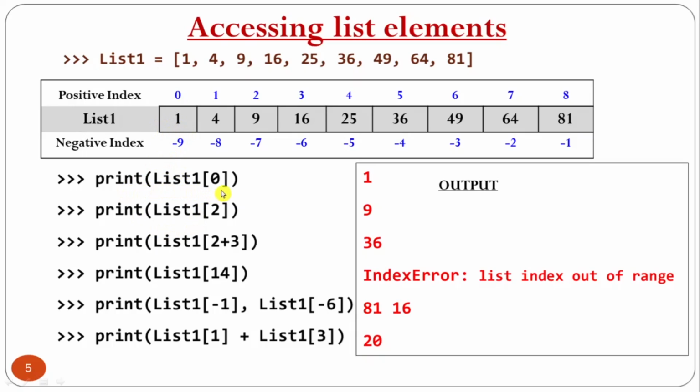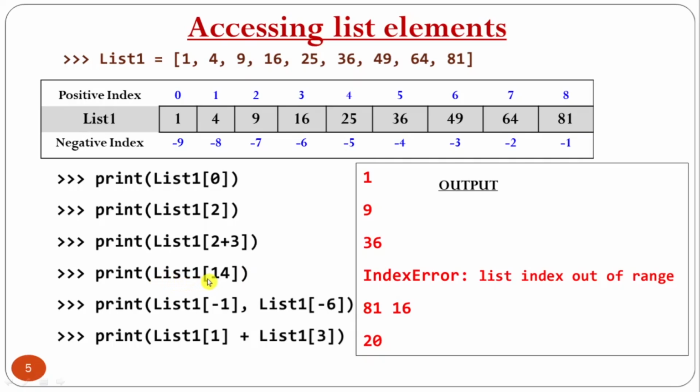Print LST1 of 0. The 0th item in the list is 1, so the output will be 1. Next example, LST1 of 2. The item at the positive index 2 is 9, so the output will be 9. Then in the next example, print LST1 of 2 plus 3. Here an expression is given as an index. 2 plus 3 will evaluate to 5 and LST1 of 5, the item at the 5th index, is 36.